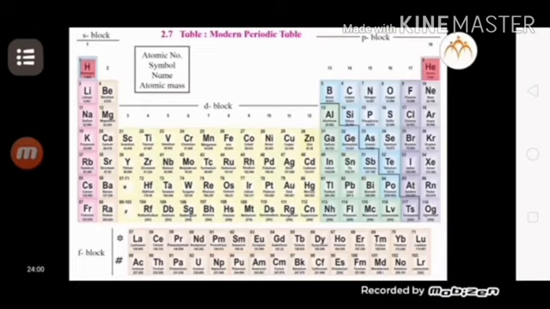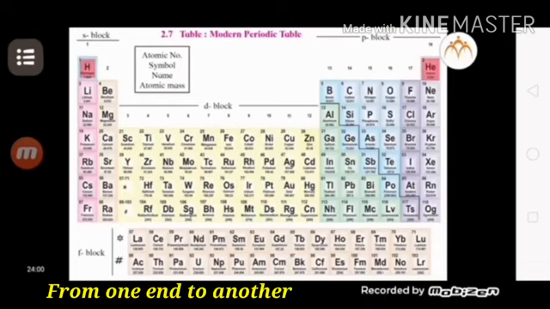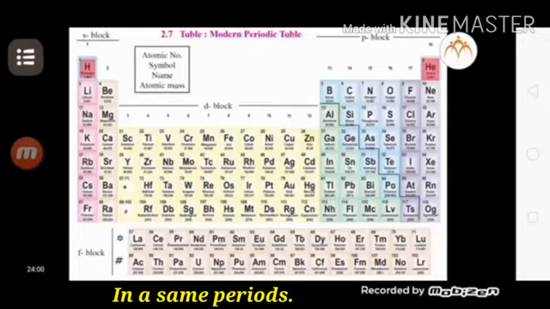In the modern periodic table, elements are arranged in increasing order of their atomic numbers. Vertical columns are called groups. There are 18 groups. The chemical properties of elements in the same group show similarity in gradation. Horizontal rows are called periods. There are in all 7 periods. The properties of elements change slowly from one end to another in the same period.